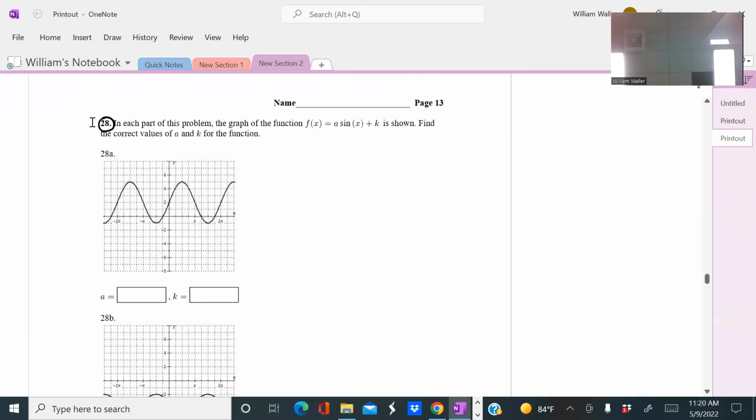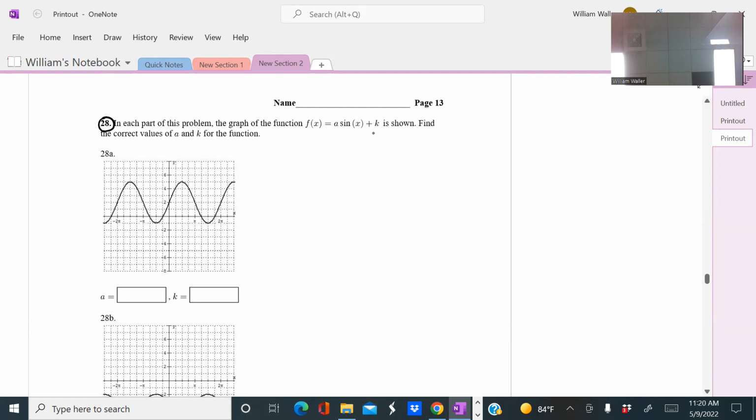These are some more transformation type problems. So here we're told these graphs are transformations of the sine curve. So these are sinusoidal curves. And we want to figure out what is the A value and what is the K value, so that if you graph this sinusoidal curve, you'd get this picture. So we've somehow shifted the sine curve, right? Or we've transformed the sine curve.